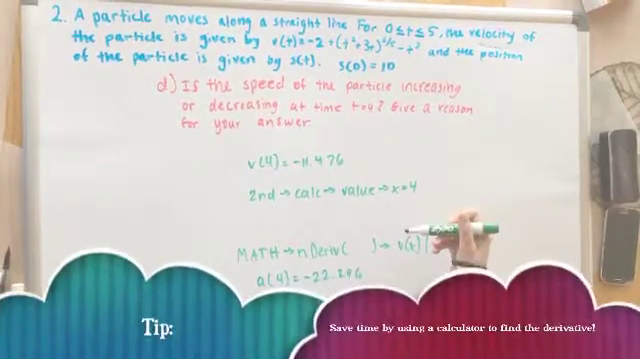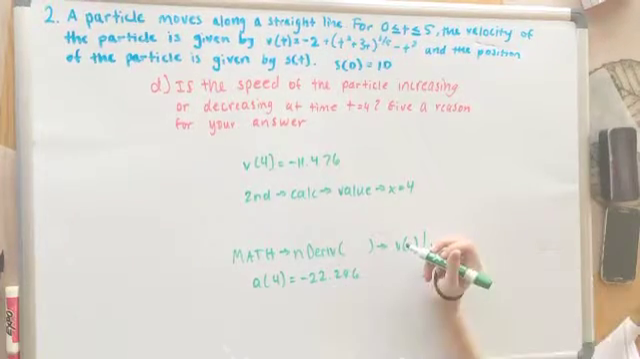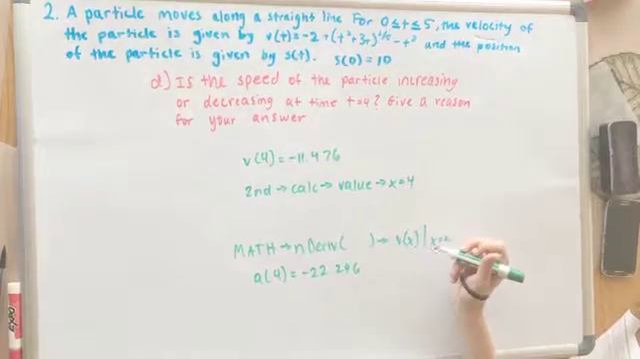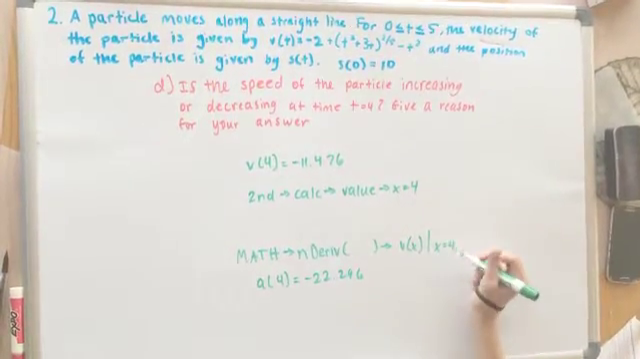Then to get the acceleration, we take the derivative of the velocity, and you can also do this on the TI-84 calculator by pressing math and deriv and then typing in the velocity function from the original problem at x equals 4.